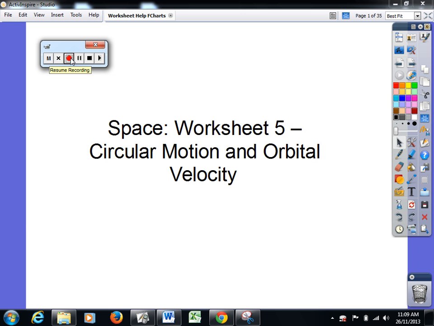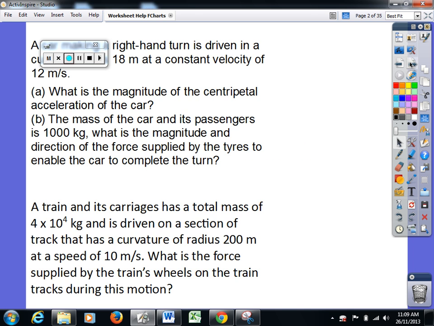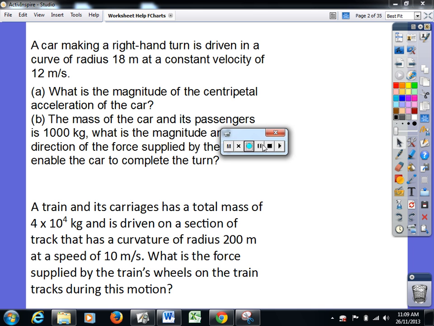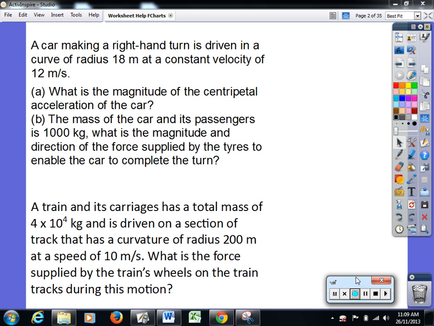Right, we're going to do a help video for space. This is worksheet number 5, circular motion and orbital velocity. The worksheet leads us through using the following equations or formulas.